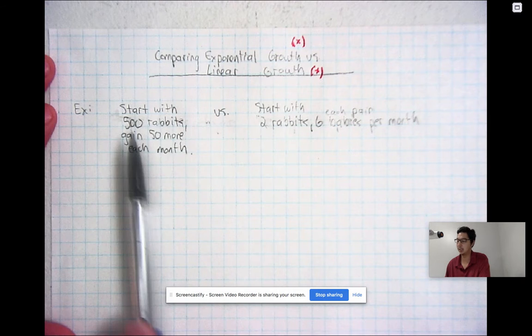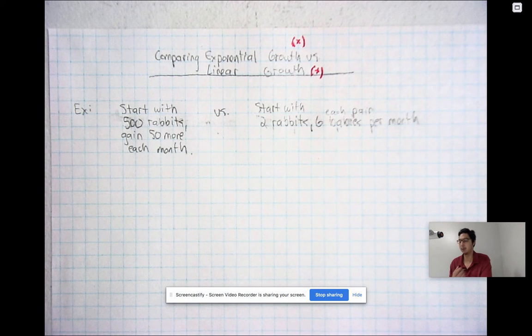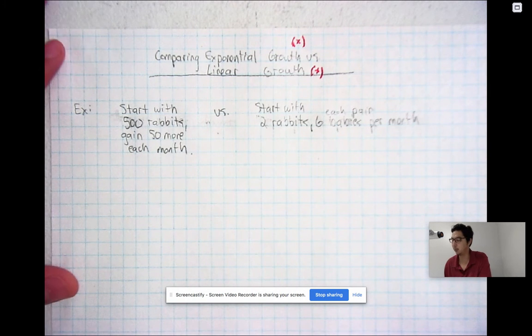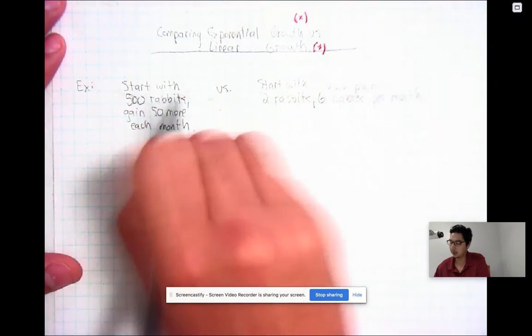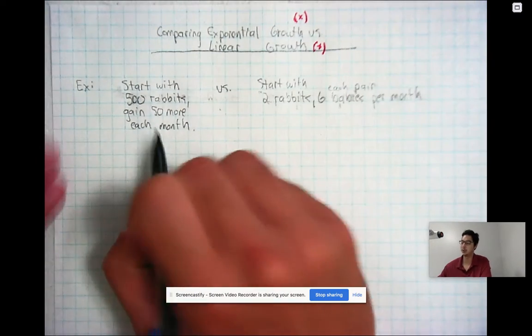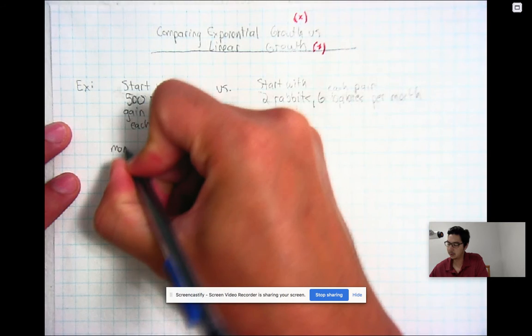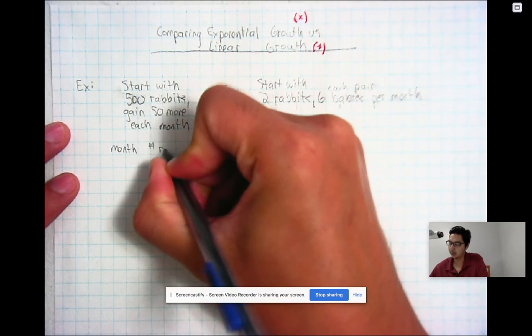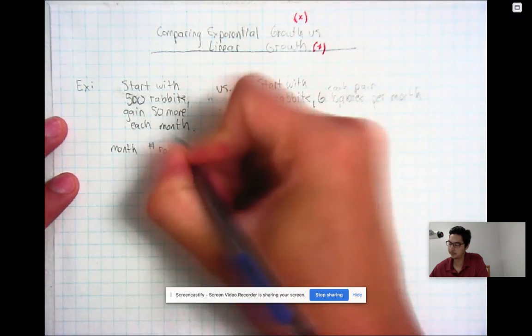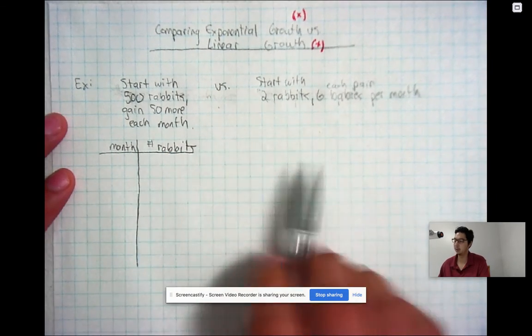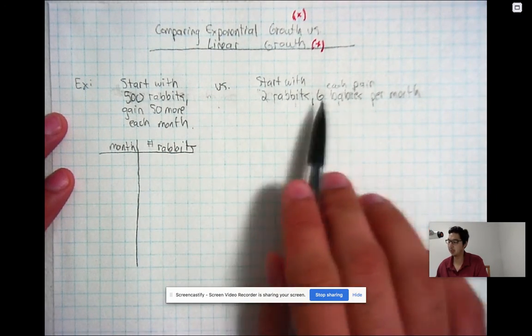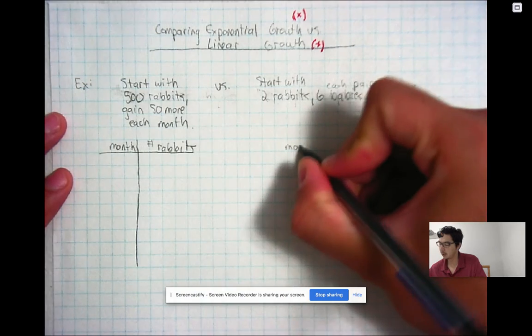So I'm going to look at two cases here, different than your work, because I don't want to take that away from you, but hopefully help you see the main idea here. So example 1 is, let's say we start with 500 rabbits and they gain 50 more each month. So I'll go month, number of rabbits, and we'll make a table of this to compare it. And we'll look at this case over here where we start with 2 rabbits and each pair will have 6 babies per month.